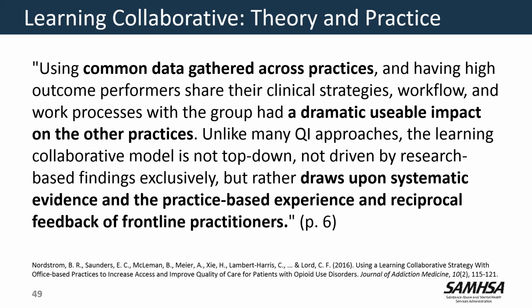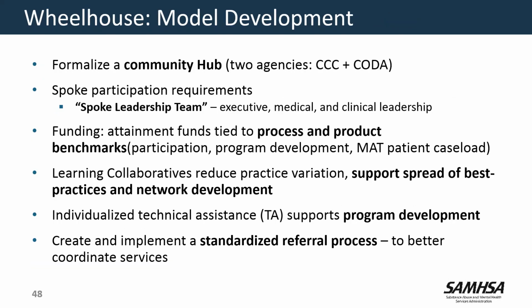Okay. I want to point out some key parts of our collaborative care model. So first, the community hub. Our hub is actually 2 agencies with 9 programs represented, including clinical consultation. We required multidisciplinary representation. So all participating spokes needed to commit a team with executive, medical, and direct clinical leadership.